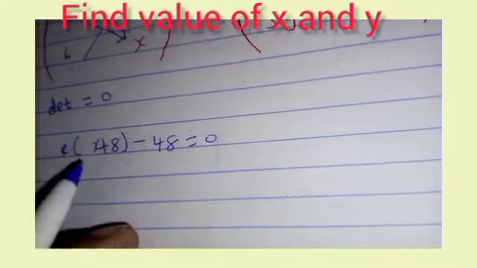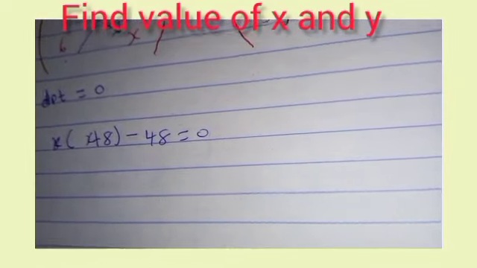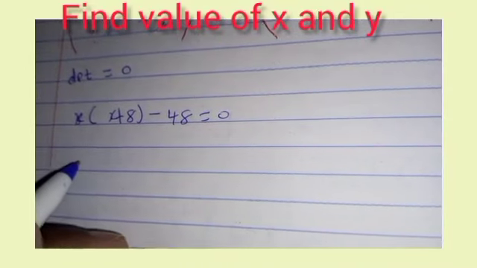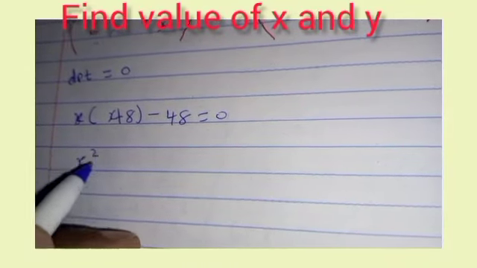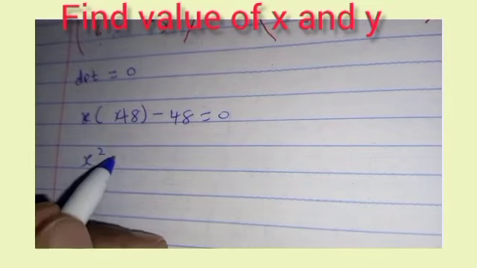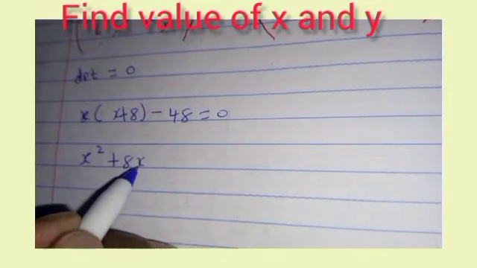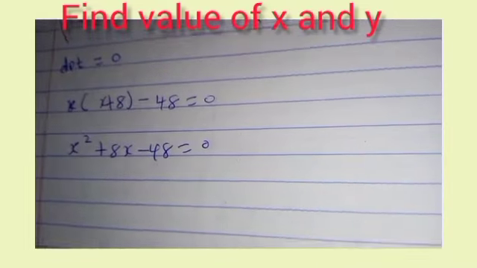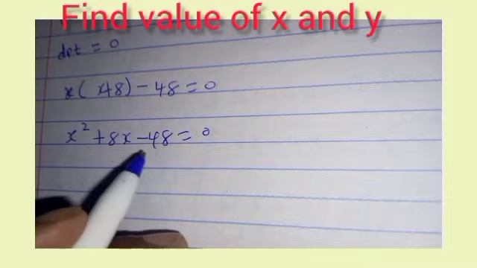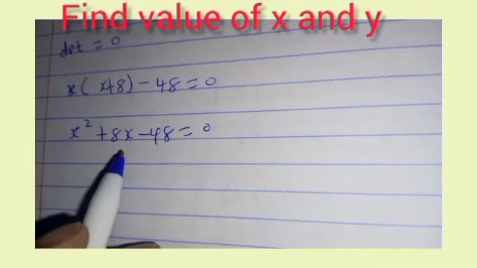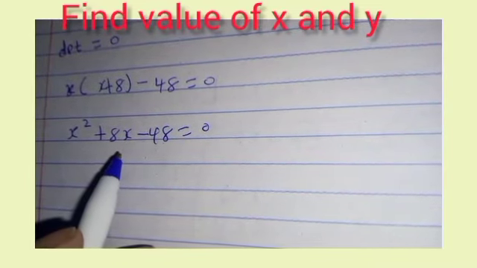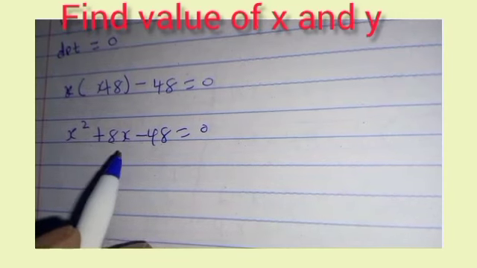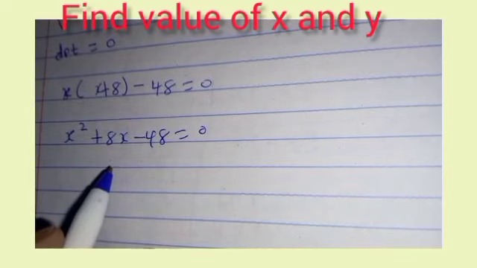So you remove the bracket. We begin here by removing the bracket. So you have x squared plus 8x minus 48, which is equal to 0. So here you have 48 and 8. You ask yourself, what are the two numbers which, when you multiply, will give you 48, and when you add them, will give you 8.